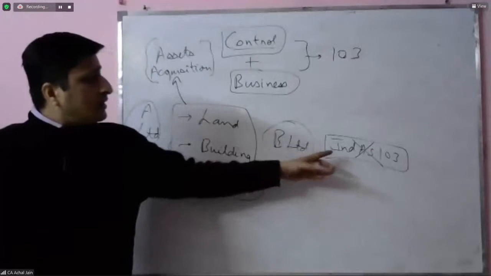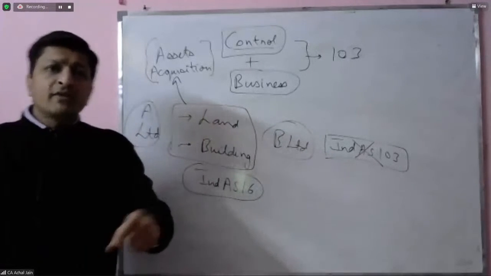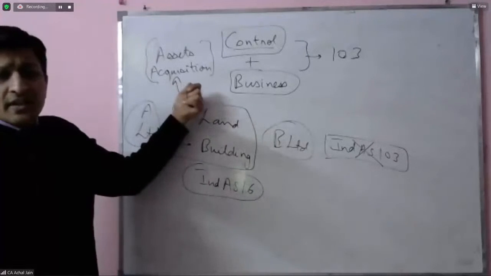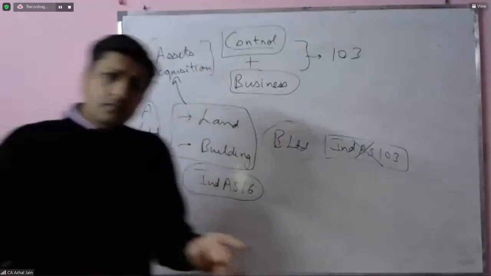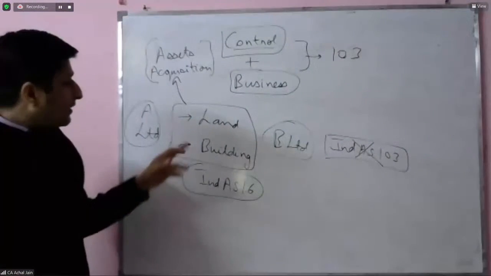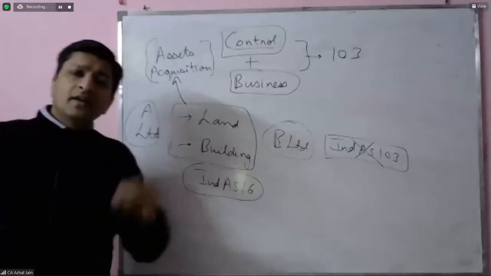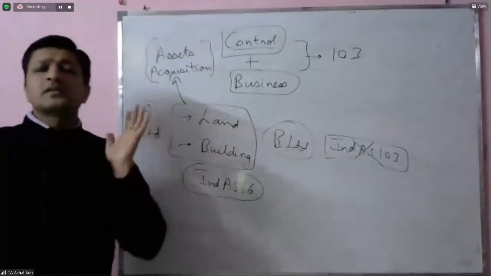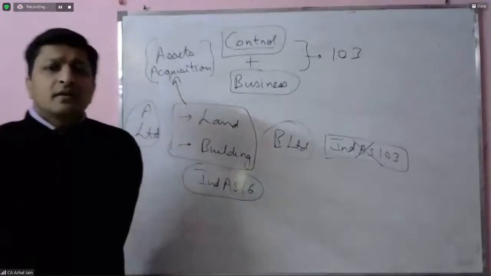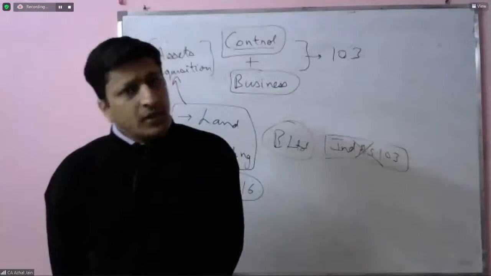Very simple. The moment we establish business is not there, where do we go? It has to be an asset acquisition. Now clear on this? In this example, because the land and building are getting acquired, this will be considered to be a transaction in the nature of assets acquisition. Okay, clear?